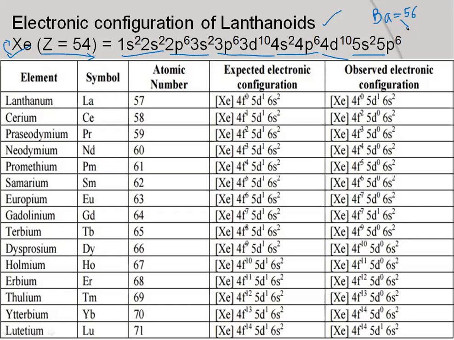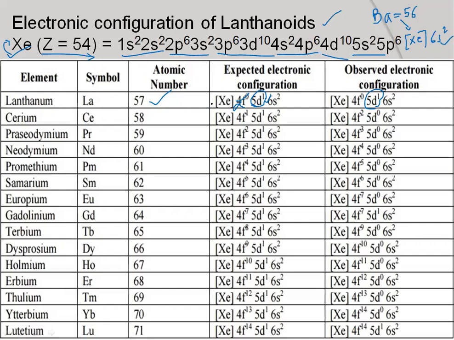So in the case of barium, what will the electronic configuration be? It's xenon 6s2. Now when we talk about lanthanum, its atomic number is 57. So the coming electron will enter the 5d orbital, and it will not enter the 4f orbital. So 4f will be 0, 5d will become 1, and 6s2 is already there, right?